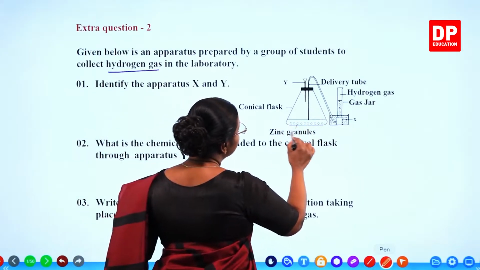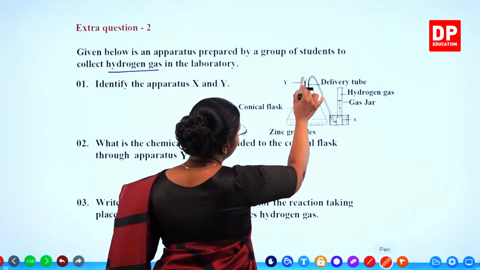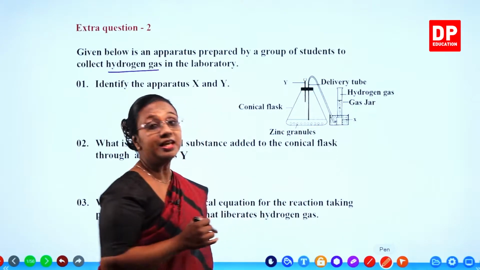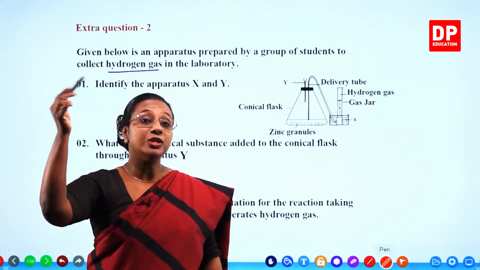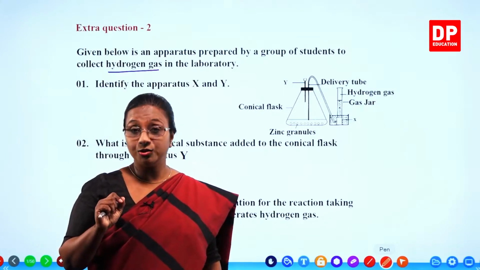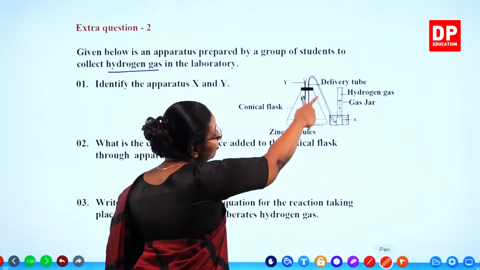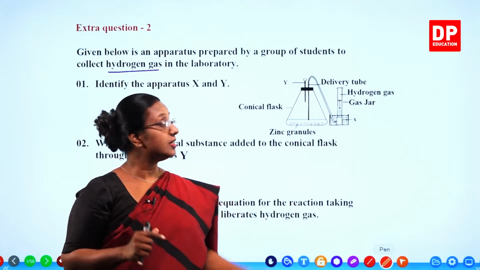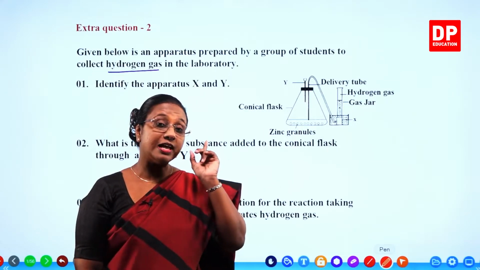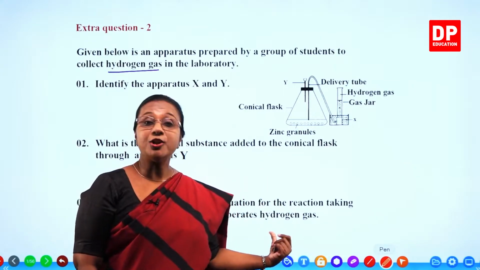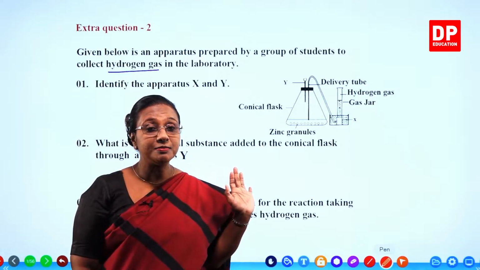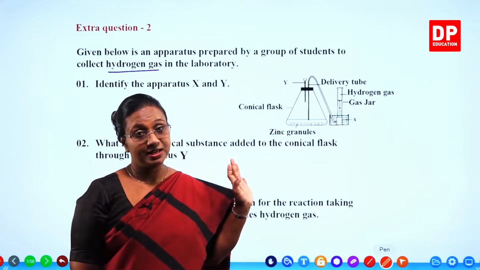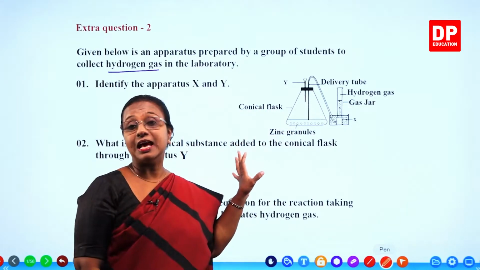Inside the conical flask there are zinc granules, and here Y is shown as the thistle funnel. You can remember that through the thistle funnel only we pour the hydrochloric acid solution. But as you look at the diagram, you can identify a mistake. Remember students, when they give you a diagram where there is a mistake in it, in one of the questions they will ask you to identify the mistake, or they will tell you to redraw the diagram correcting the mistake. So you should be able to see that there is a mistake.